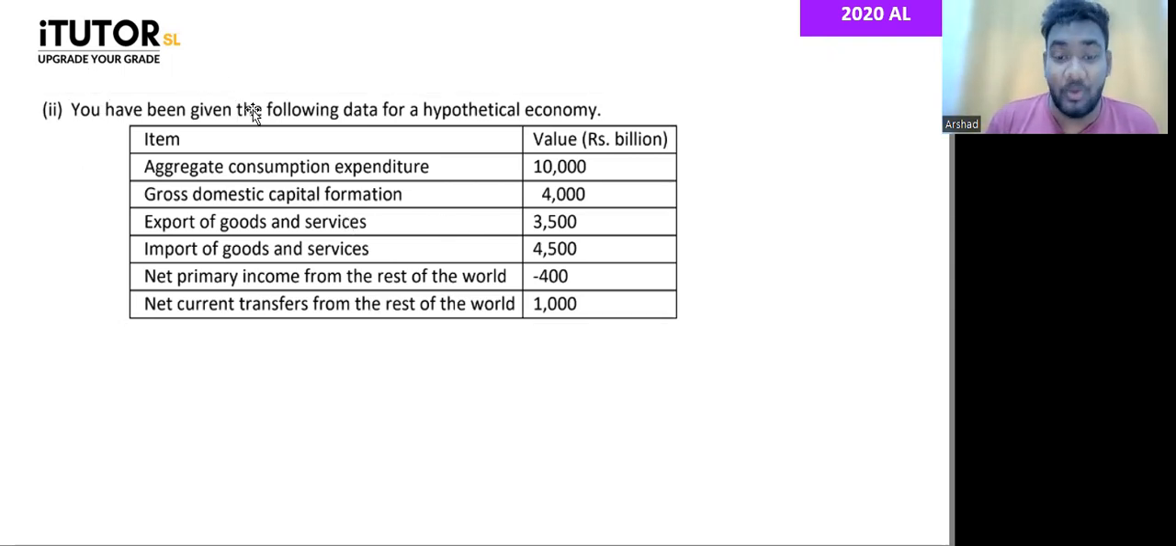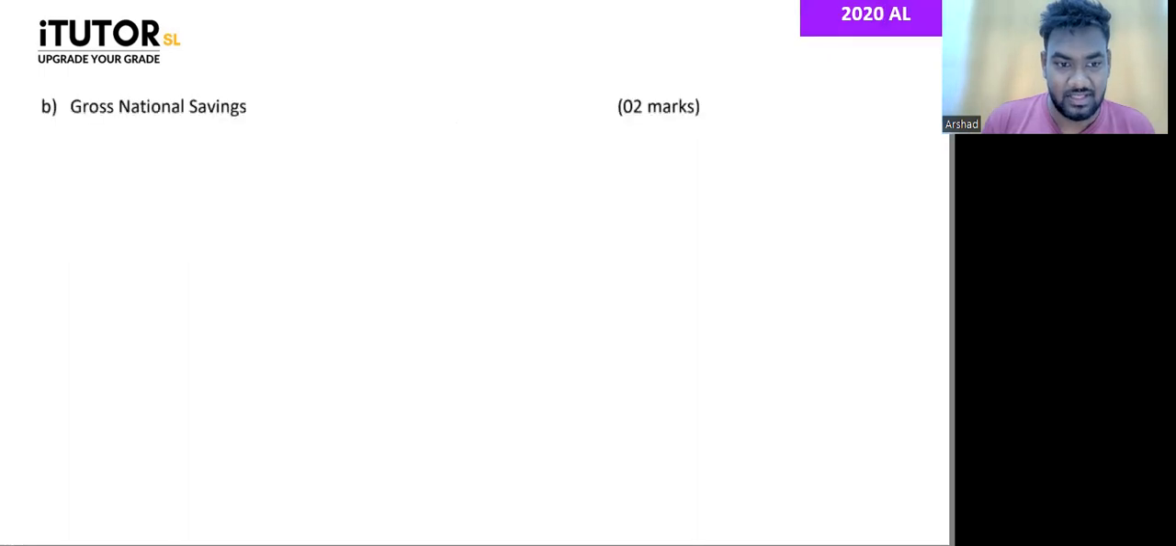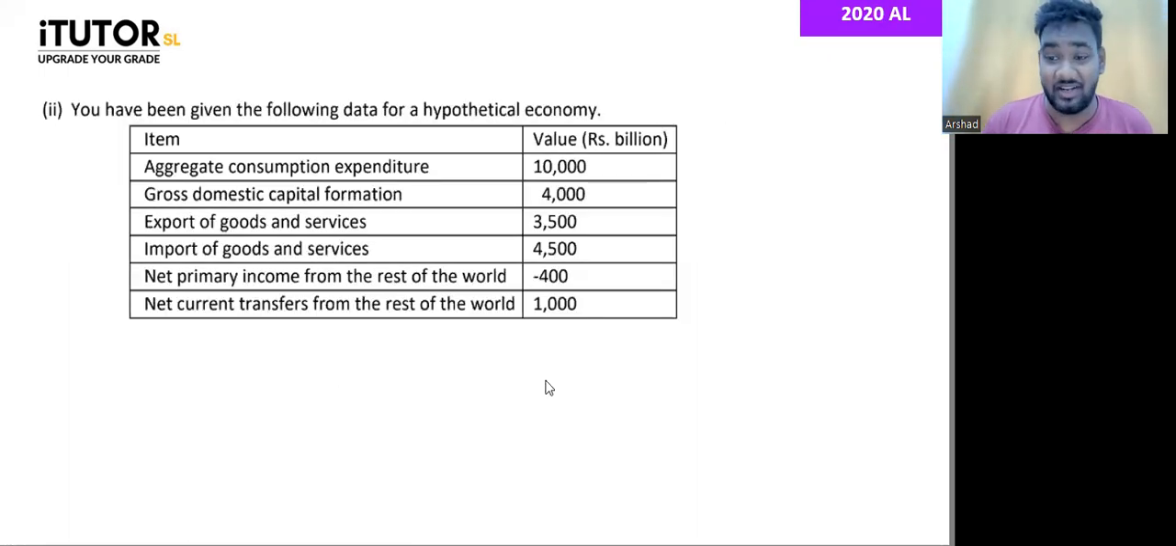Okay. You have been given the following data for a hypothetical economy: aggregate consumption, gross domestic capital formation, exports, imports, primary income, current transfers. When you say aggregate consumption, what does that mean? That means it includes private consumption and government consumption. Remember that. Which approach? They're asking for gross national income and gross national saving. Easy, it's the expenditure approach. So how do you calculate GNI?